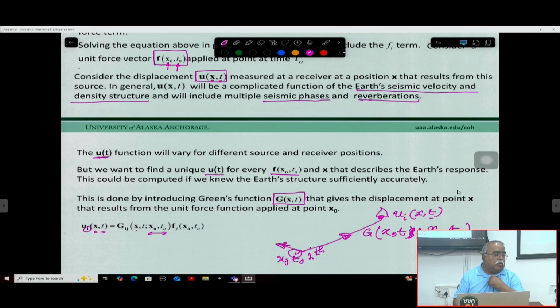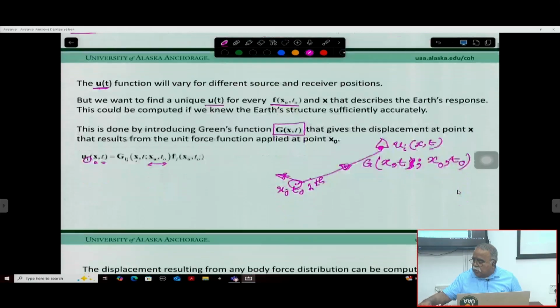So you need to know, therefore, the Green function, and if you know the Green function, you can calculate the displacement at the point x and t. So is it mathematically okay? Okay, so let's see.